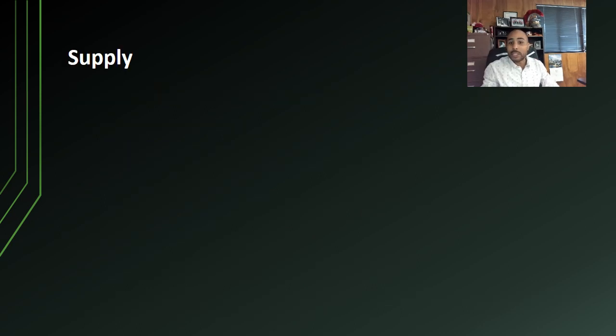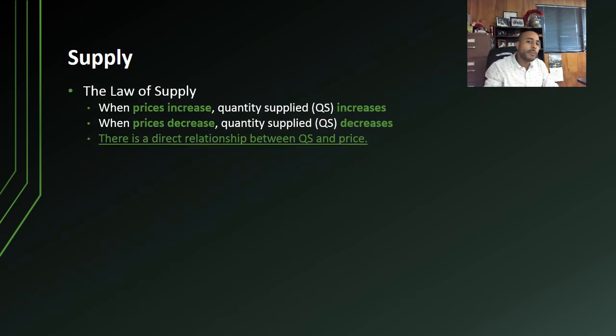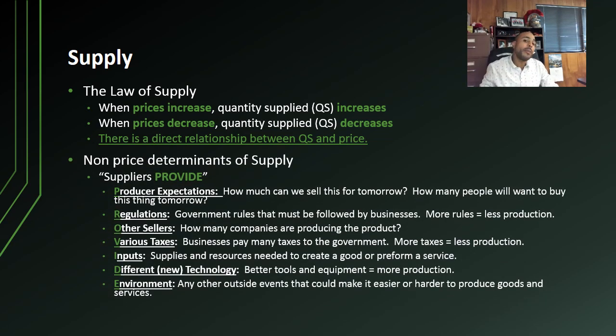Okay, let's talk now about supply. The law of supply tells us that when prices increase, the quantity supplied will also increase. And if prices decrease, the quantity supplied will also decrease. This means that there is a direct relationship between price and quantity supplied. Now, just like with demand, if the price changes, we just move from one point to another along our supply curve.